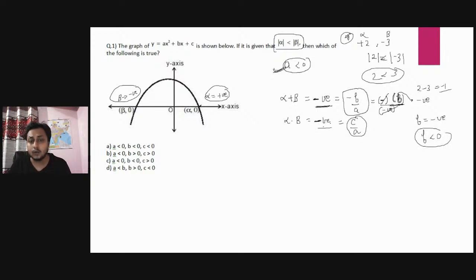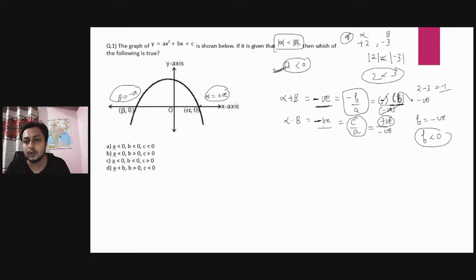Similarly, the product of the roots should be negative, which means c by a should be a negative number. So, guys, a is less than 0, that means negative. So c upon negative should be negative. So what does it mean? It means c should be positive, because positive upon negative is negative.